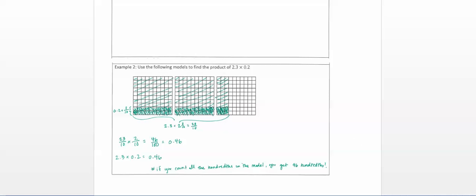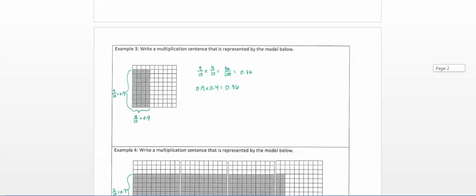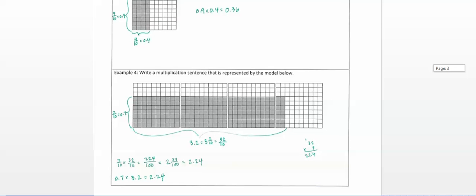The next item has us, now that we're given a model, we have to write the multiplication sentence. And then same thing with example 4. Again, the only difference here in example 4 is that you're working with what will become a mixed number. The reason that example 4 differs from example 2 is that here our product is actually greater than one whole. So similar to the work that we did before, we have 224 hundredths. We're going to rewrite that as 2 wholes and 24 hundredths, and as a decimal, 2 and 24 hundredths.